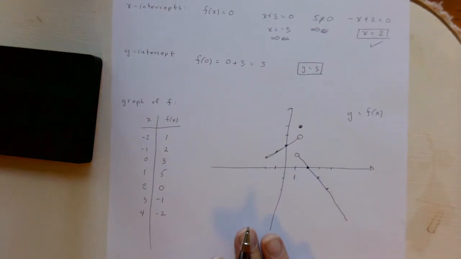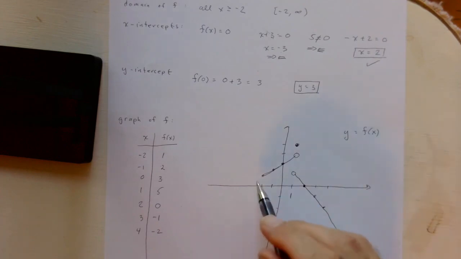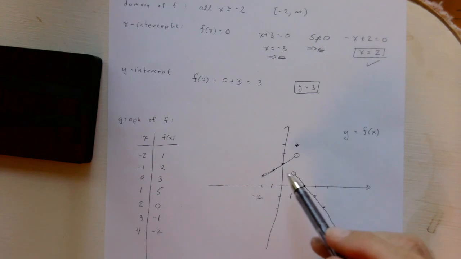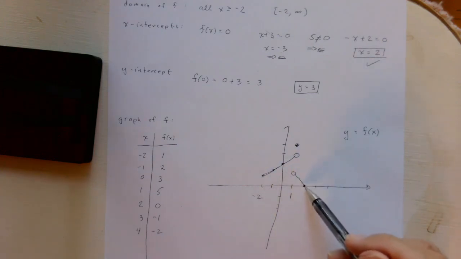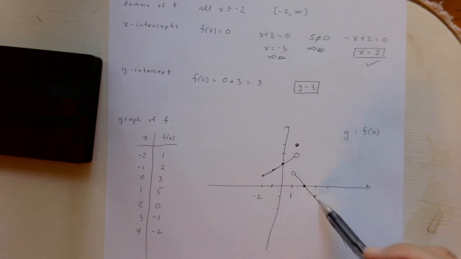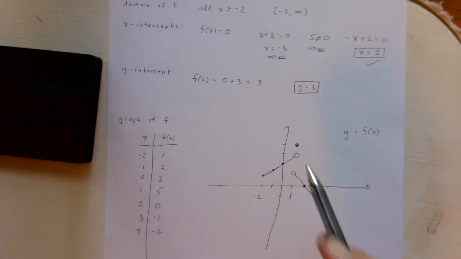Okay, and again, so we have that now. This continues. This does not, because this starts at -2. So again, this is the graph of y equals x plus 3. This is the line y equals minus x plus 2, and we have pieces of these graphs. And that's why they're called piecewise defined functions.